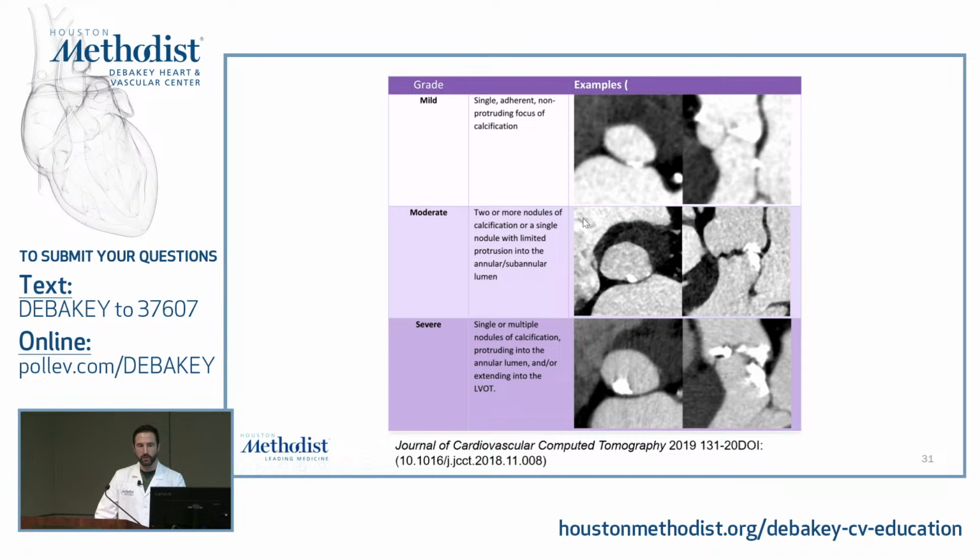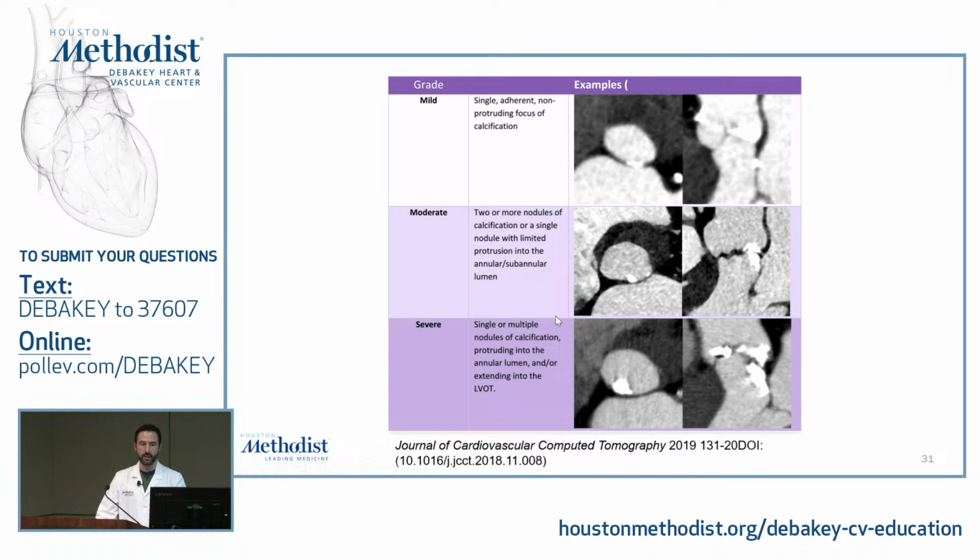Moderate is when you have one or more nodules, or two or more nodules, with limited protrusion inside the LVOT. So here's a big nodule and a smaller nodule here. And you can see it's starting to protrude inside the annulus.